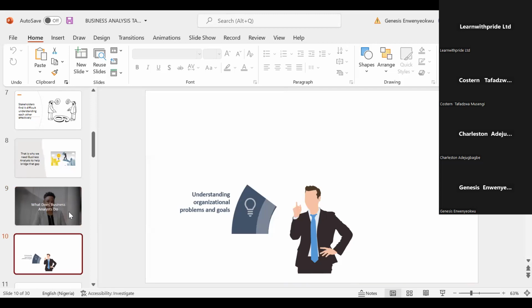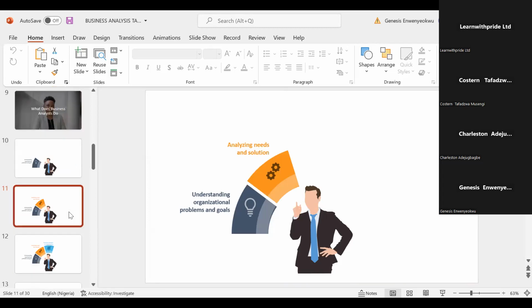So what do we do as business analysts? One of the things we do on a day-to-day basis or in a typical project would be to understand the problems of the business, and also understand the goals or the opportunities that the business has, and thereby we go about analyzing these needs and the solutions, right, of the problem.